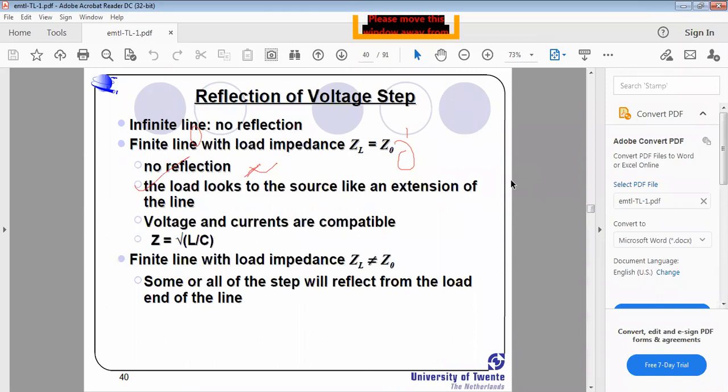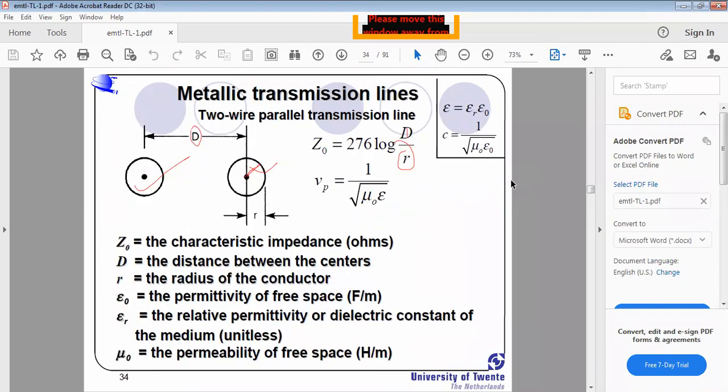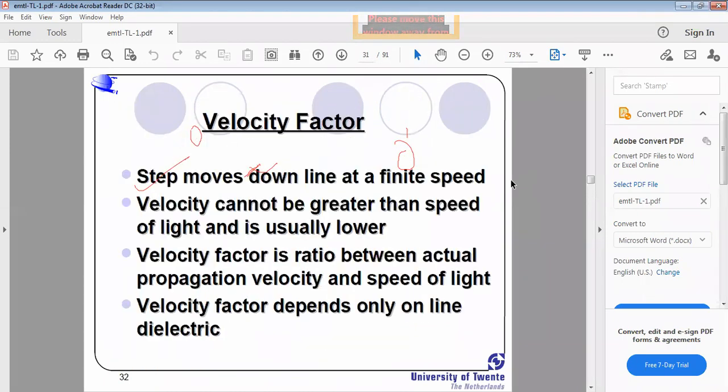The next concept is reflection of a voltage step. But before going to that, I want to explain this topic slightly more. But it's already 9:52, so just leave it.